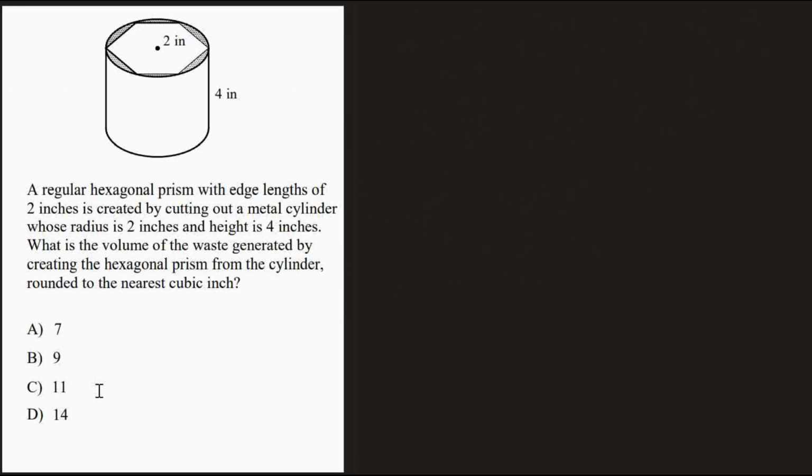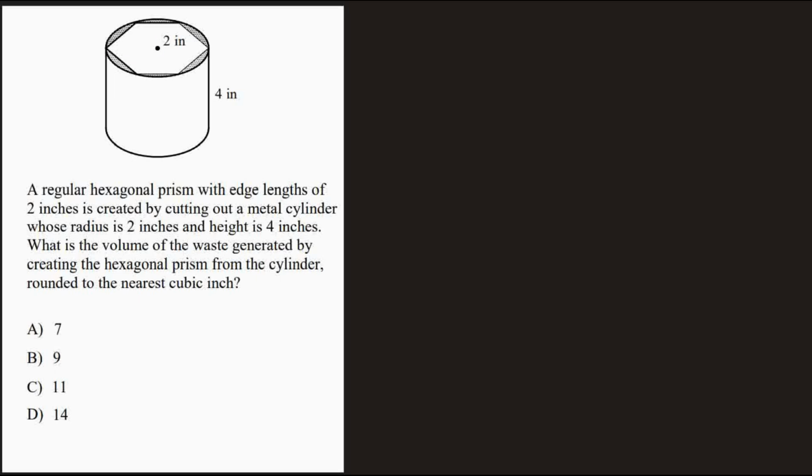A regular hexagonal prism with edge length of 2 inches is created by cutting out a metal cylinder. So this is the hexagonal. Here, here, here, here, here, and here, whose radius is 2 inches and height is 4 inches. What is the volume of the waste generated by creating the hexagonal prism from the cylinder rounded to the nearest cubic inch?